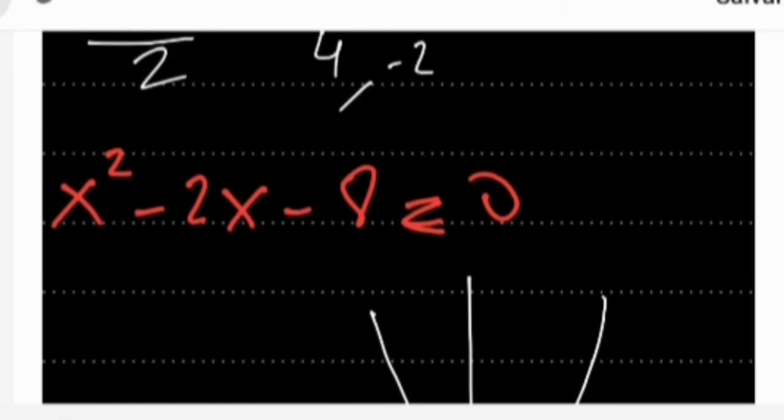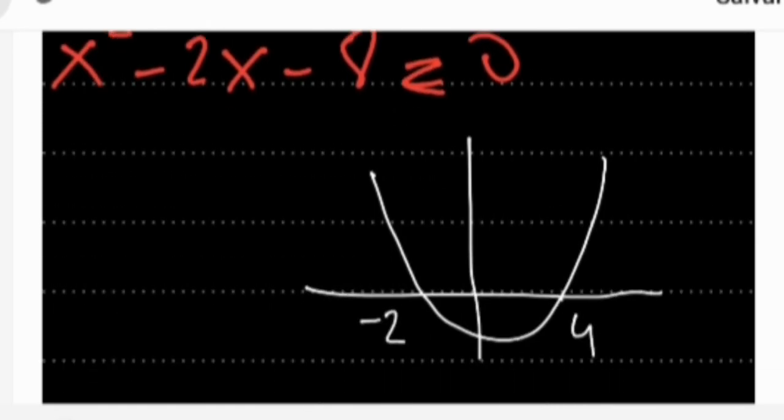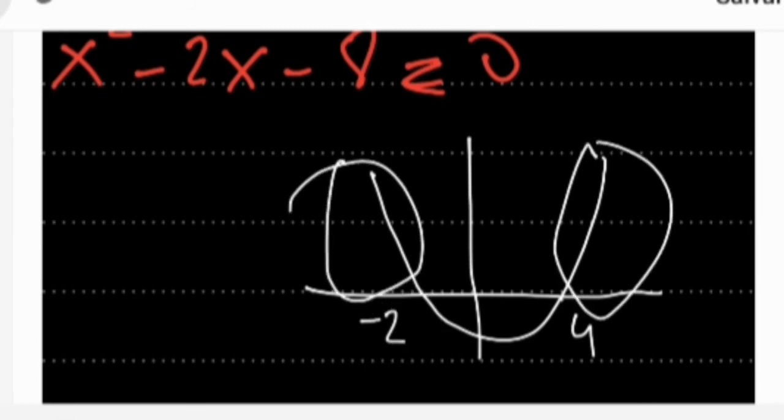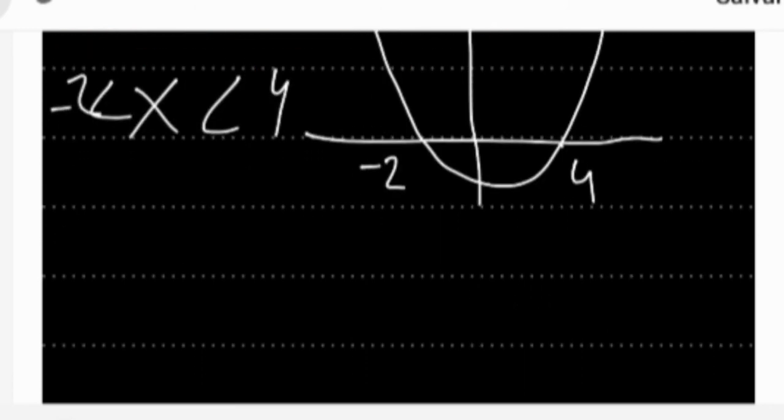So look, when do we want it? We want it when it is smaller than 0. Whenever x is smaller than minus 2, it goes to the positive, and bigger than 4, positive. So when do we want it? When x is bigger than minus 2 and smaller than 4. Why? Because then it is on the negative side, right? So what are we going to do? The answer is minus 2 smaller than x smaller than 4.